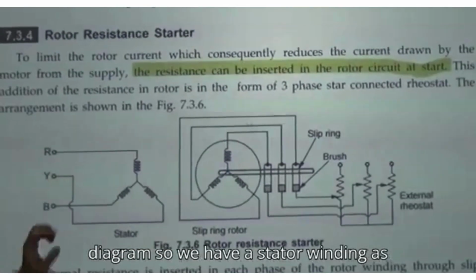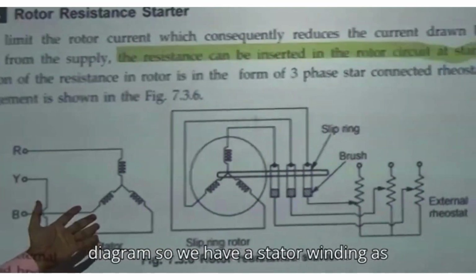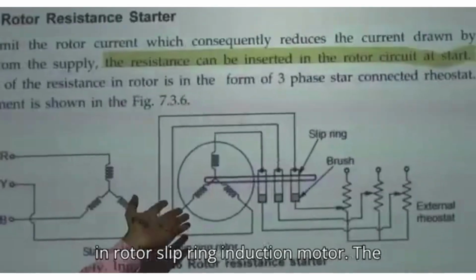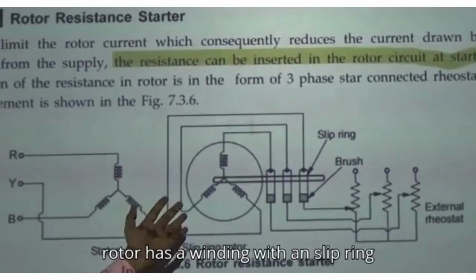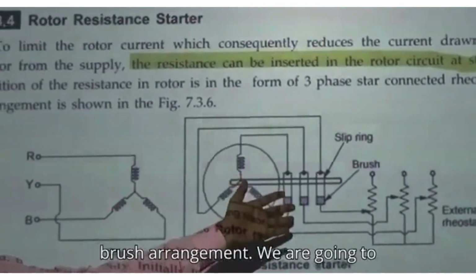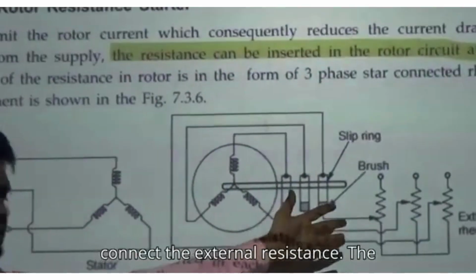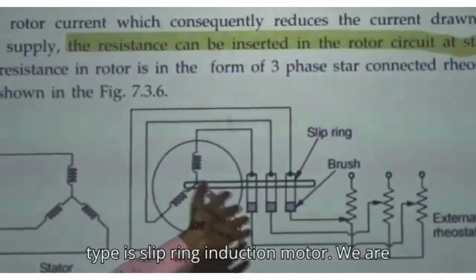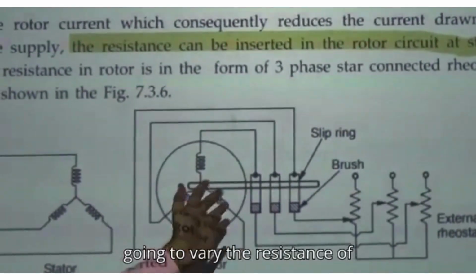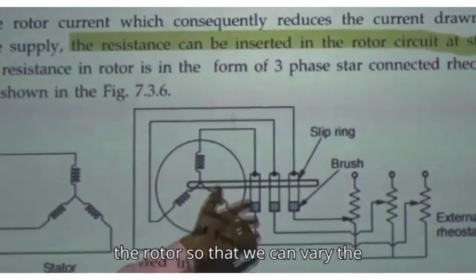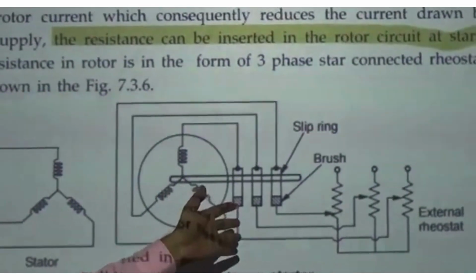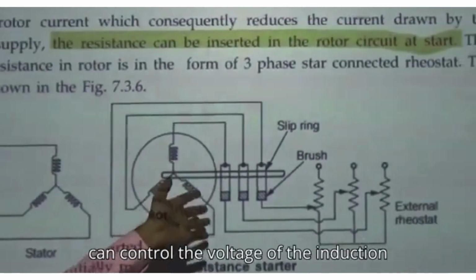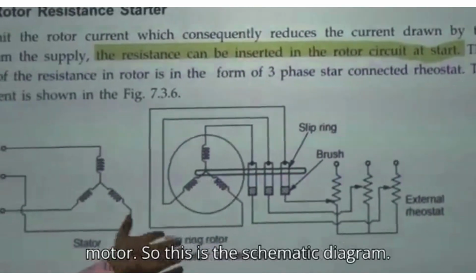From this diagram, we have a stator winding as usual, and on the other side we have a rotor. In the slip ring induction motor, the rotor has a winding with a slip ring brush arrangement. We are going to connect an external resistance. We vary the resistance of the rotor so that we can control the speed of the induction motor, or control its voltage. So this is the schematic diagram.